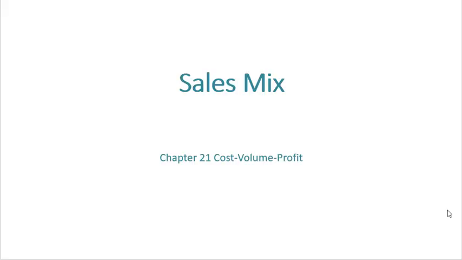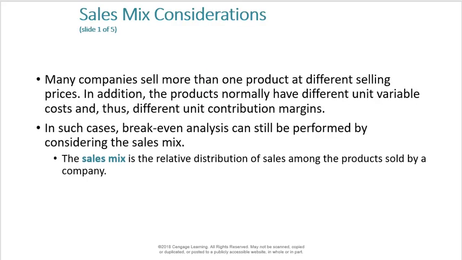Chapter 21, Cost, Volume, Profit, Sales Mix. Few companies sell literally one product. This section addresses companies that have more than one product with different selling prices, variable costs, and contribution margins, and this is known as the sales mix.